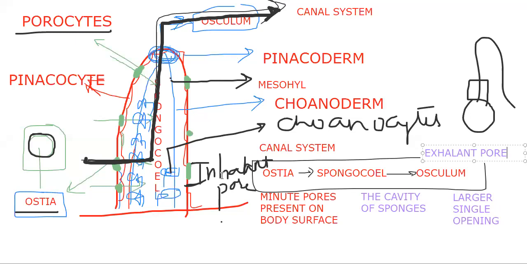Learning in detail will help us in NEET. Maybe we may get a question like "canal system is the characteristic feature of..." If we learn like this, finally we can remember that it belongs to sponges. That's why I am giving a little detailed explanation of this particular area. Let me go through this once again, this time without labeling, since we learned it already.